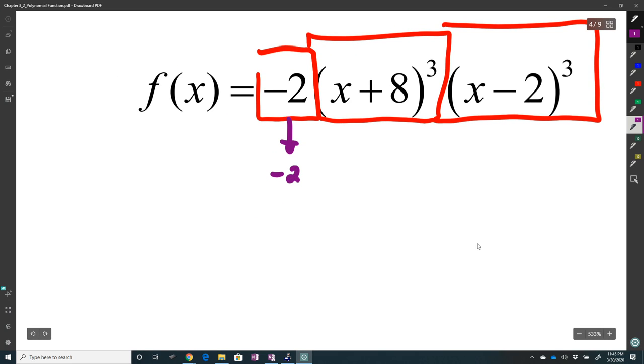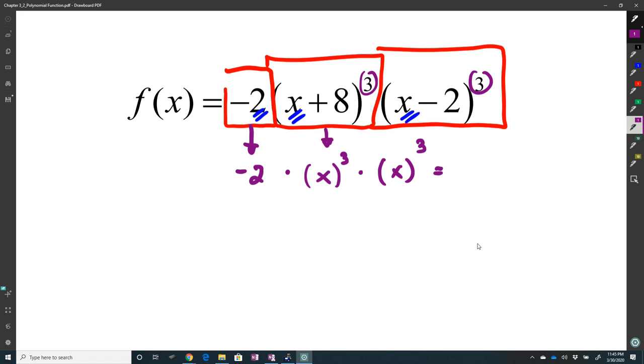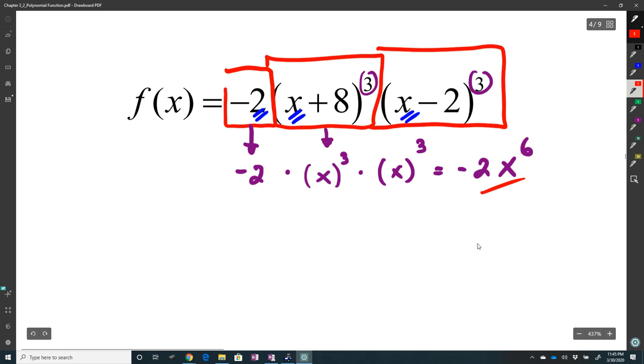Okay, so I have -2 here, because that's the leading term. X is the leading term, X is the leading term. So there, it's my leading term, but 3 times. Here's my leading term, and again, 3 times. If I multiply all those together, I get -2x to the 6. So that's my leading term.